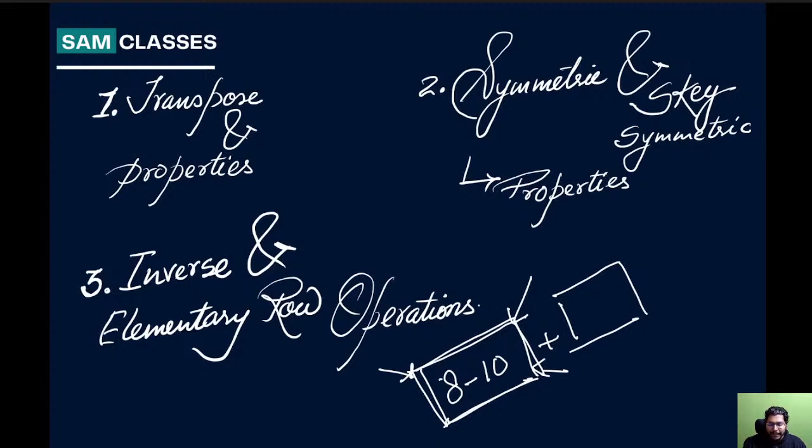So I'm going to the next big section: the transpose, the property, symmetric, skew-symmetric, inverse using elementary row operation. Clear? We'll move to that part. Nobody has any doubts?